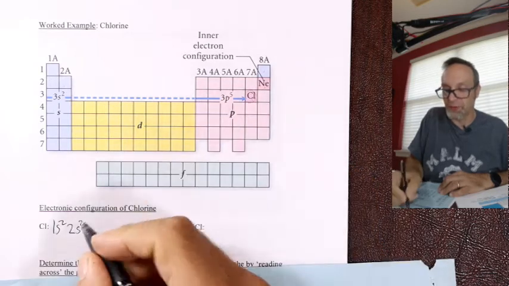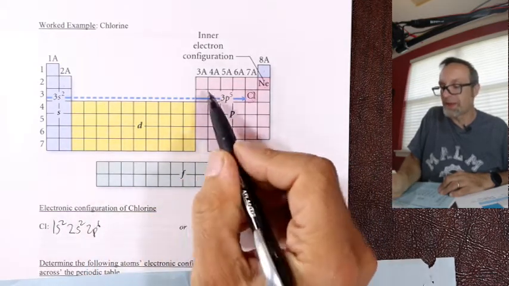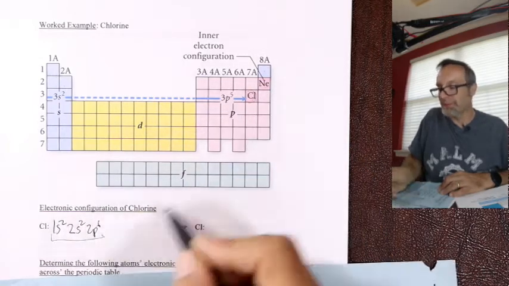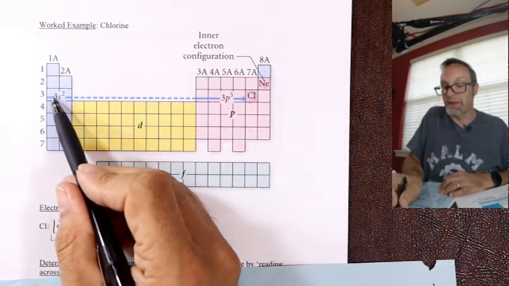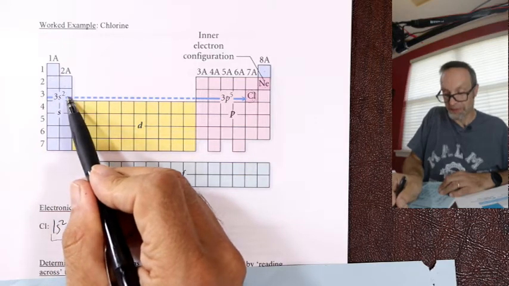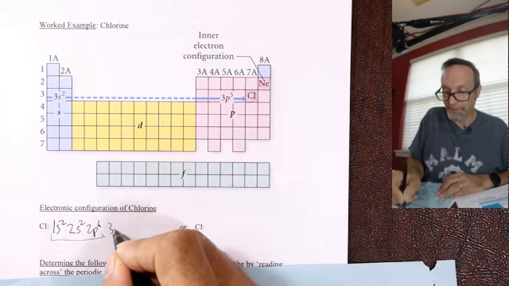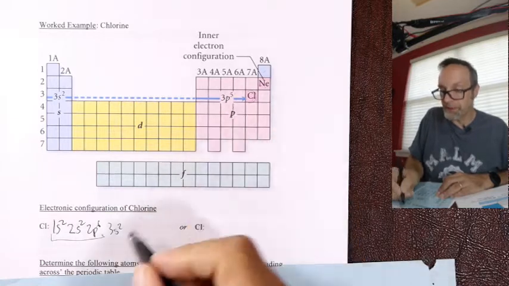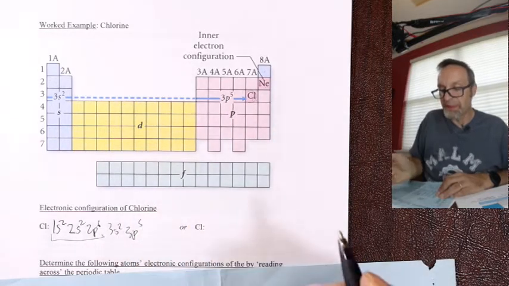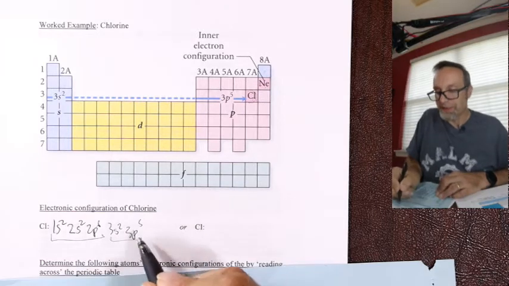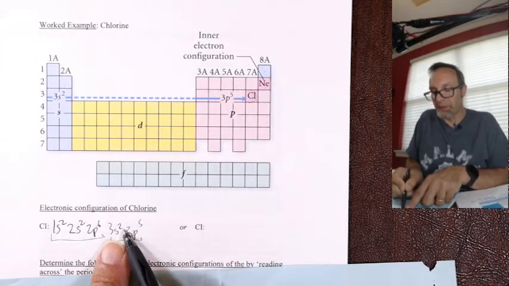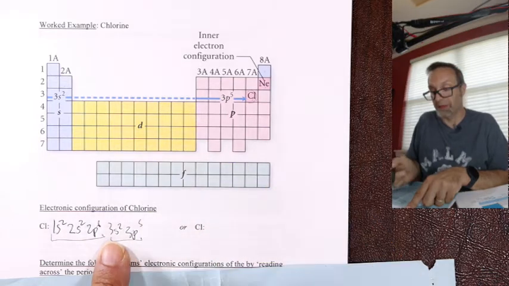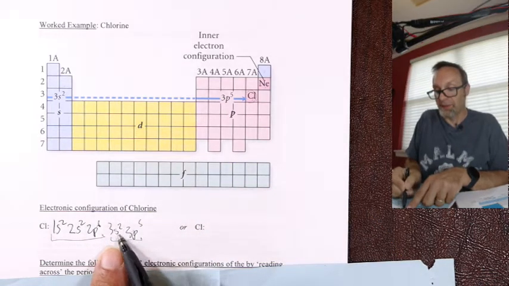That gets us to neon. So 2p6 fills that second layer and gets us to neon. That's the core, right? And then we're in the correct valence layer. 3s2 gets us to magnesium. And then 1, 2, 3, 4, 5 in the P block, 3p5 gets us to chlorine. That makes total sense, right? Because 5 and 2 makes 7. So there are 7 valence electrons for chlorine because it's column 7, okay? And that's its configuration, okay?